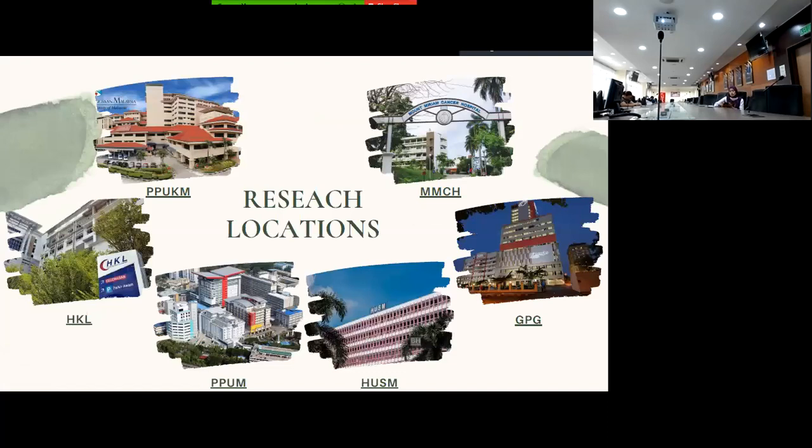For research location, we have chosen PPUKM, HKL, PPUM, HUSM, Clinical Penang, and also Mount Miriam Cancer Hospital. We chose these because we hope that one day after the module is completed, these hospitals can be the referring hospitals, not only government hospitals. We also have a private hospital as a reference hospital.